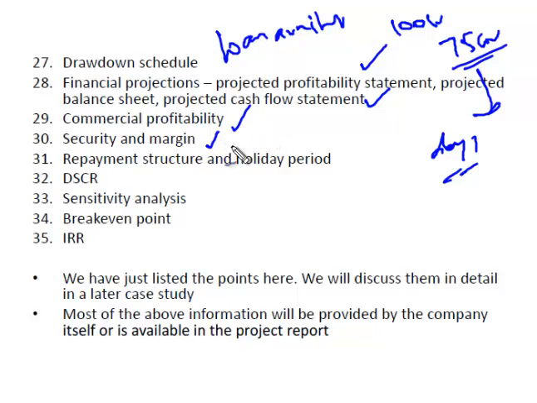Security and margin, of course, we discussed, very important. Repayment structure and holiday period, very important. What is the repayment stipulated by the banks?